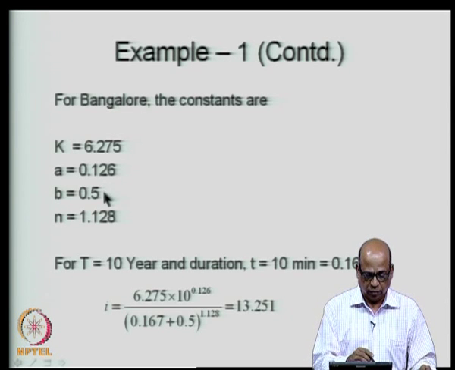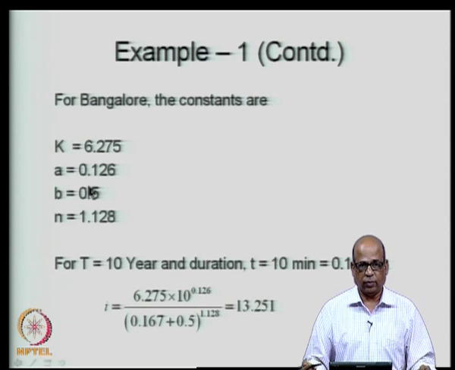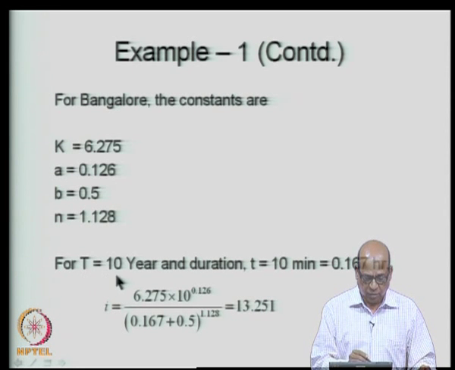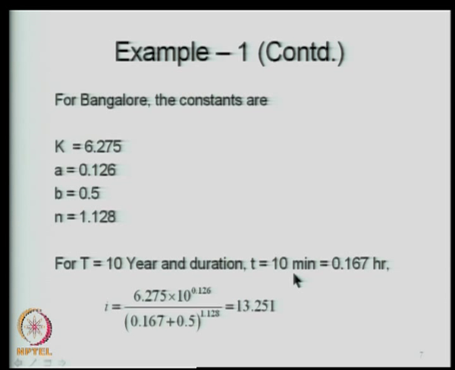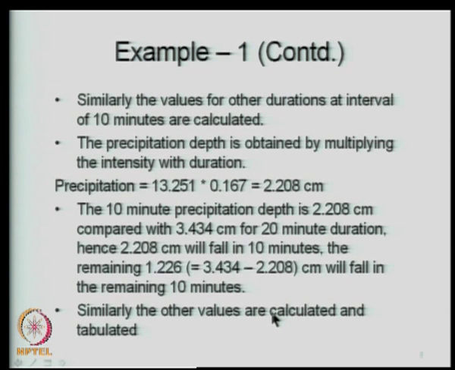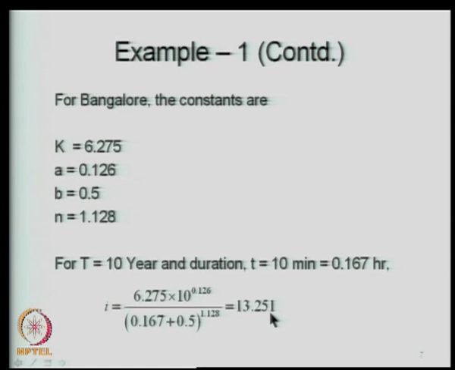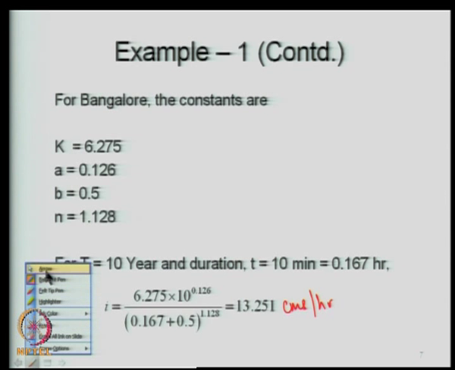So, we will use those constants exactly the same way as we did in the previous class, and obtain, for t equal to 10 minutes, which is equal to 0.167 hours, the intensity. 10 minutes is in hours. Remember, the t that we are using here should be in hours. So, we get an I of 13.251 centimeters per hour. In this case the units are centimeters per hour, because this is an empirical relationship. So, we must always be careful about the units that we are using.